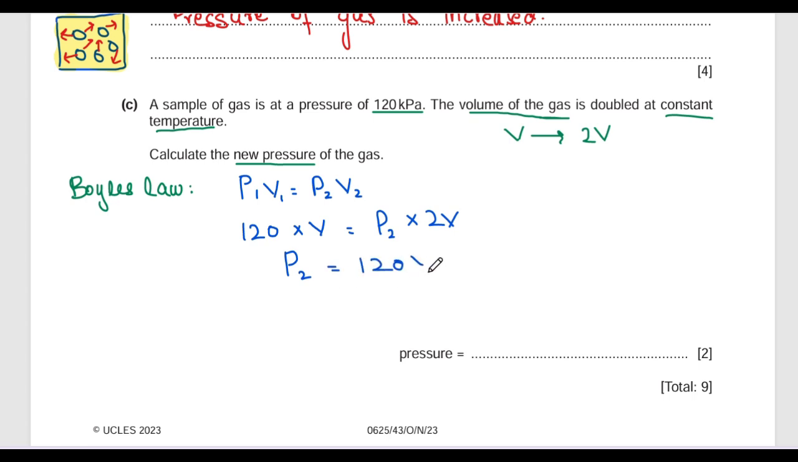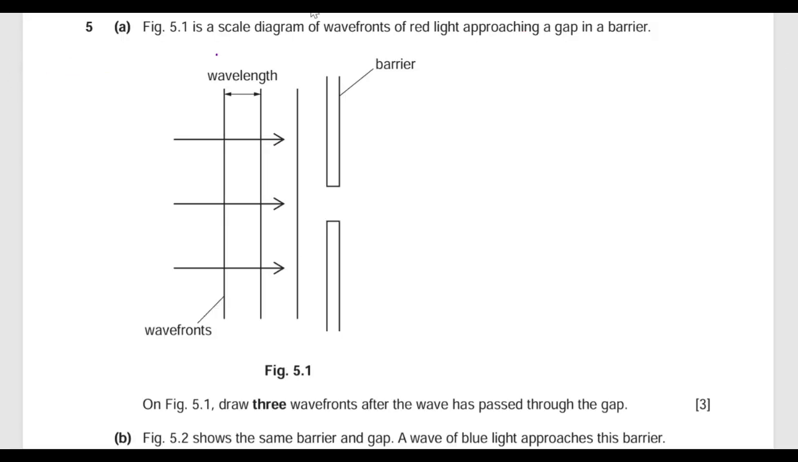Arranging the equation with respect to P2, it would be 120V over 2V. V and V will cancel out. 120 divided by 2 would be 60. 60 kilopascal is the new pressure. And it is obvious that when volume doubles, pressure halves.